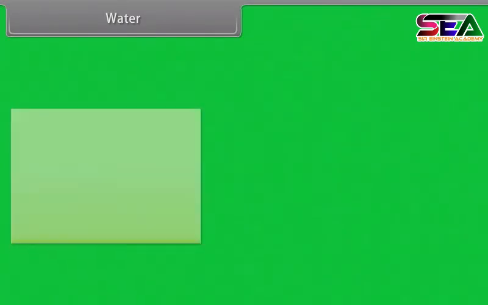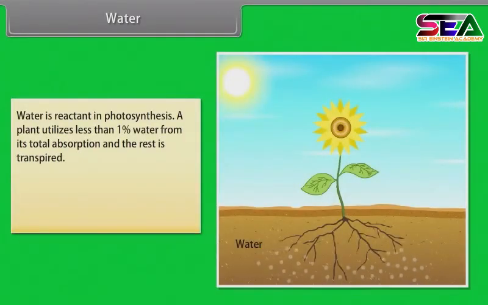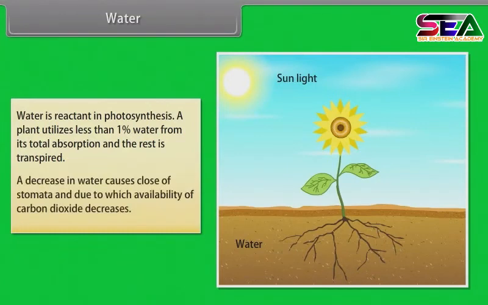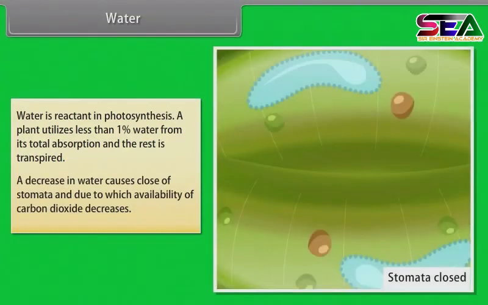Water. Water is a reactant in photosynthesis. A plant utilizes less than 1% of water for photosynthesis out of its total absorption and the rest is transpired. A decrease in water causes closure of stomata, due to which the availability of carbon dioxide decreases.